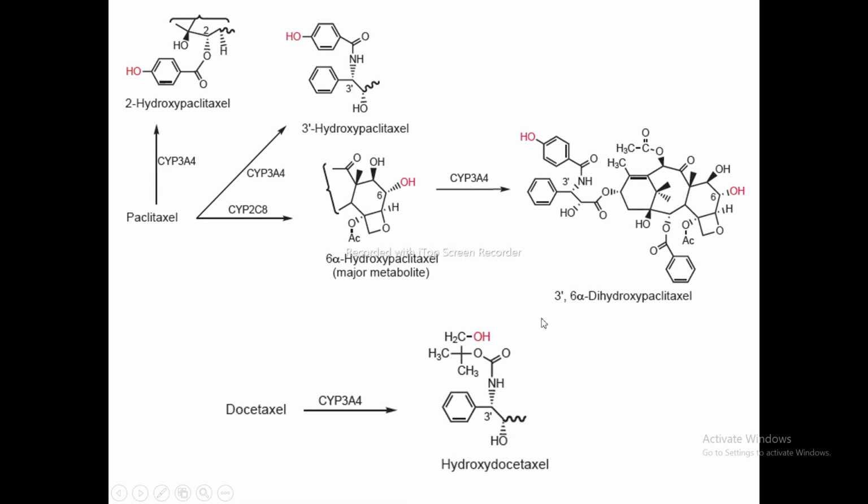Then another metabolite is 3,6-alpha dihydroxy paclitaxel. So this is the structure of paclitaxel. This is our side chain which is present at the 13th carbon. This is the 3' position. So this is a 3-hydroxy paclitaxel, and this one is the 6-alpha hydroxy paclitaxel. Collectively, this is the metabolite formed from paclitaxel, that is 3,6-alpha dihydroxy paclitaxel. So there are various metabolites of paclitaxel.